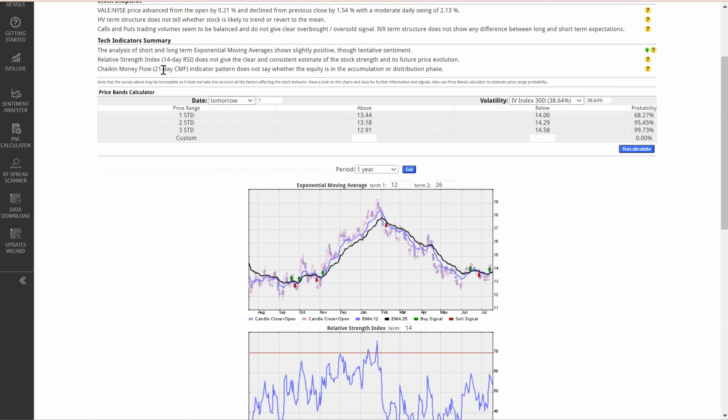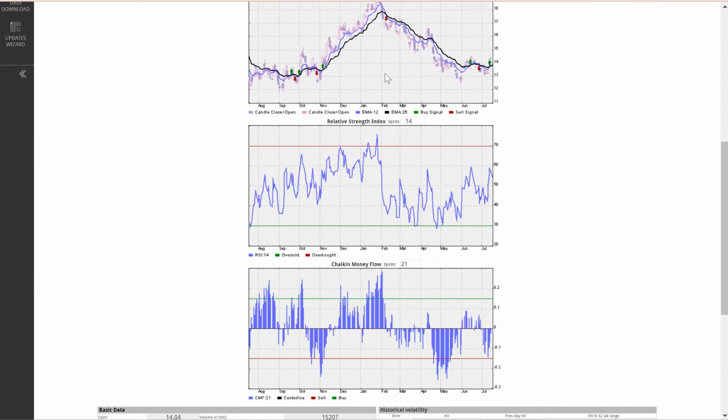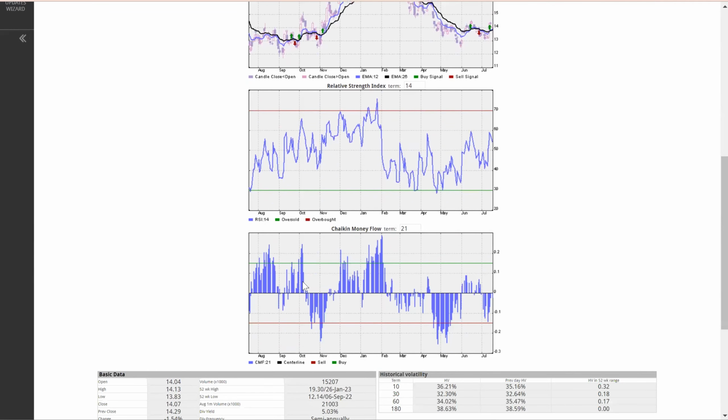And then the Chaikin Money Flow 21-day CMF indicator does not say whether the equity, so Vale, is in accumulation or distribution phase. So what that means is here's accumulation, here is distribution. So all this is saying is basically, is the money flow bullish or bearish? And you could see, we were bearish, right? But now we're kind of back at neutral, at 0.